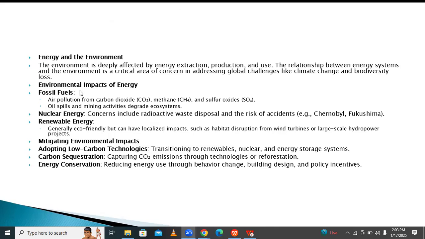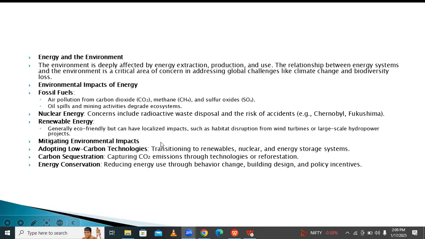And renewable energy sources are generally eco-friendly, but can have localized impacts, such as large scale hydropower projects and wind turbines. So this is about energy and the environmental impacts of energy.